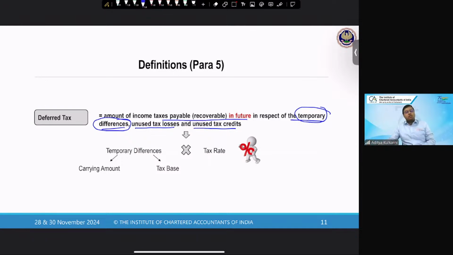In the future, I will have a lower tax, or vice versa. Today, I will have a lower tax, and in the future, I will have a higher tax. So, in respect of these temporary differences, the amount of income tax is payable, so this becomes a liability. The amount of income tax is recoverable, this becomes an asset.